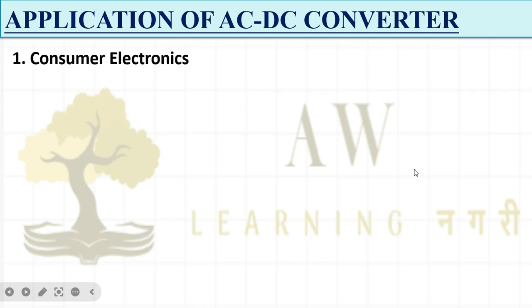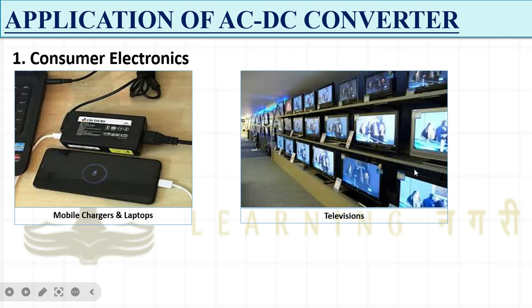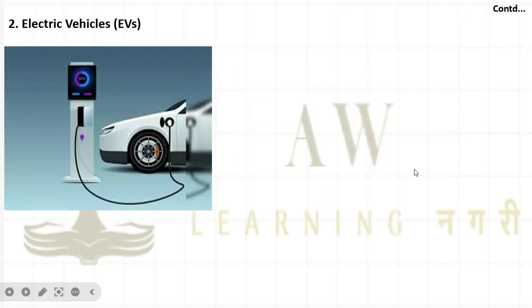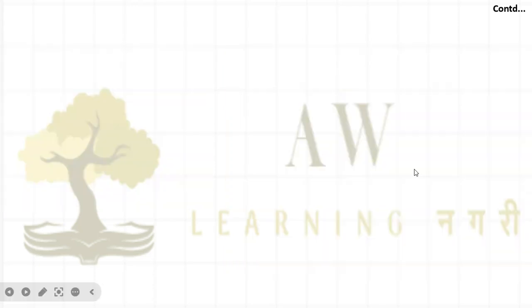In consumer electronics, talking about mobile chargers and laptops, I have already told you, we use it there. Second, in televisions, modern televisions use a DC source as input, so there we use it. Third is electric vehicle charging. Battery is DC, so I need a DC power supply. Then in renewable energy systems, solar energy and wind energy, there also I need a DC input as a source.